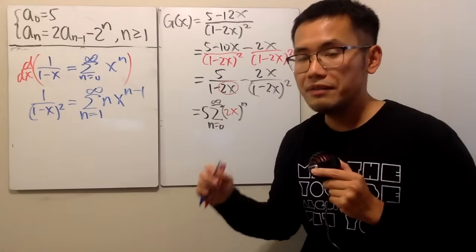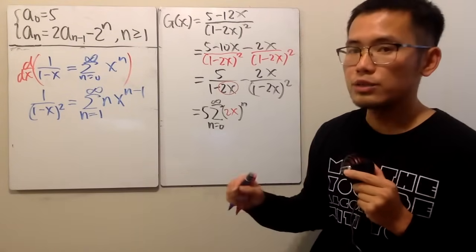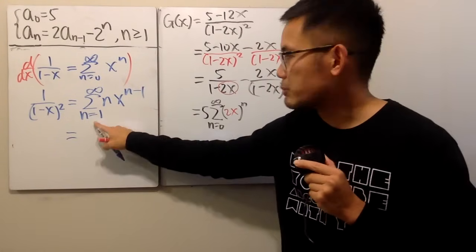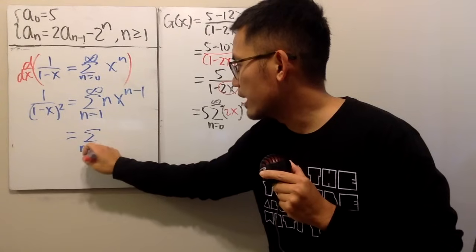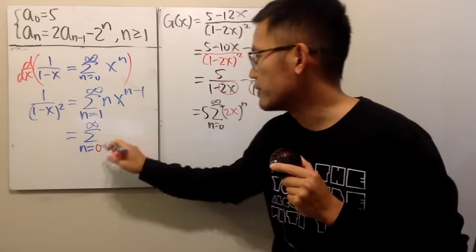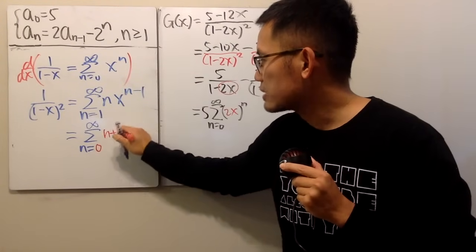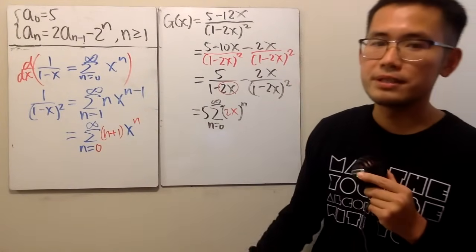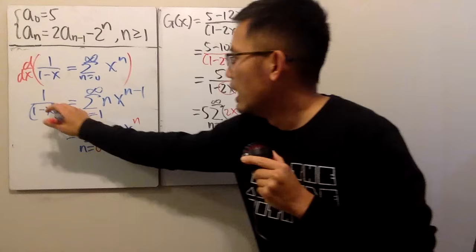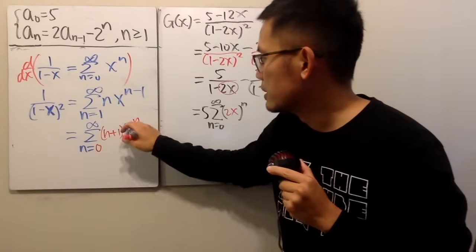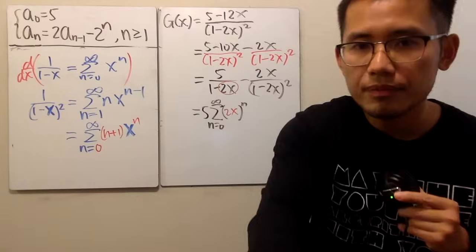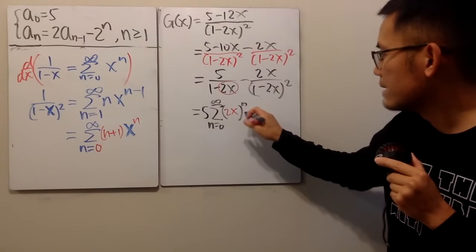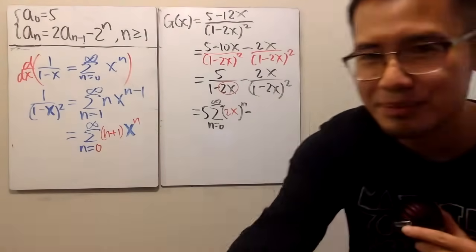But again, we like to have n start with 0, so we do the same trick as what we did earlier. This right here, I will add 1, so I can subtract 1, and you see we will get n going from 0 to infinity, and then n plus 1, and then x to the nth power. That's what we want. Now, have a look. This right here is our input, right? So, here's the deal. Right here, I have the minus 2x. Okay, I don't have enough space.